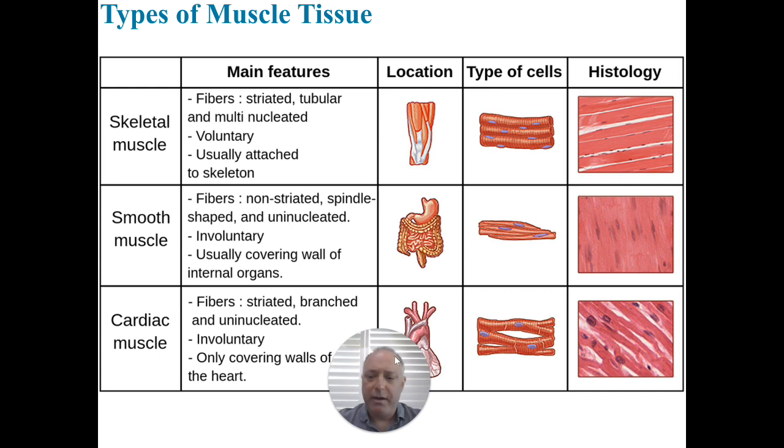And then you have cardiac muscle, which are also striated, just like skeletal muscle. But cardiac muscles are branched in addition. Now they're uninucleated, they're not going to fuse like the skeletal muscles do. And involuntary.